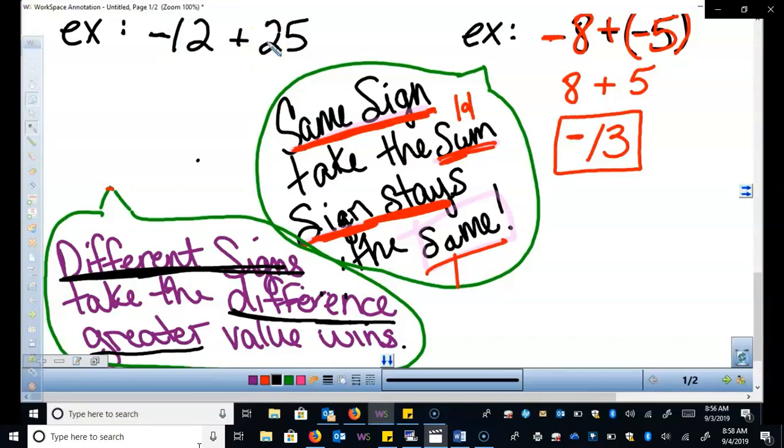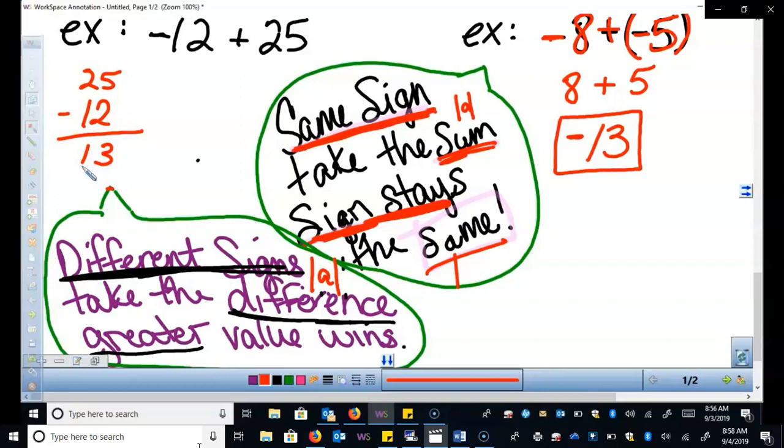Which means we're going to take the difference, well, both starting with D's, of their absolute values. So we're going to subtract their absolute values. So the absolute value of -12 is 12, and the absolute value of 25 is 25. Okay. Subtracting those two numbers, we get 13.